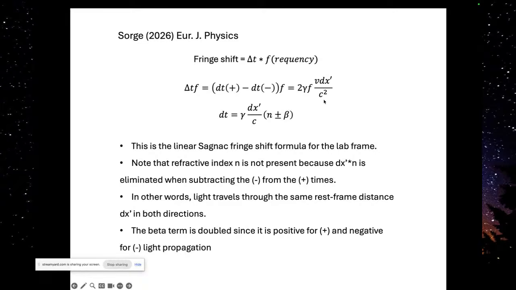Note that there's no refractive index in this formula. And the reason is because if you take dt plus and subtract dt minus, well, the refractive term is out in front here, and so you subtract it from itself. Whereas the beta term is plus or minus, because in the counterclockwise direction, beta is negative, in the clockwise direction, beta is positive. And so when you subtract a negative from a negative, you get 2 times the beta term. So we're really looking at the beta term here. This is what a Sagnac experiment detects. It detects a first order velocity effect with the comparing the counterpropagating signals.